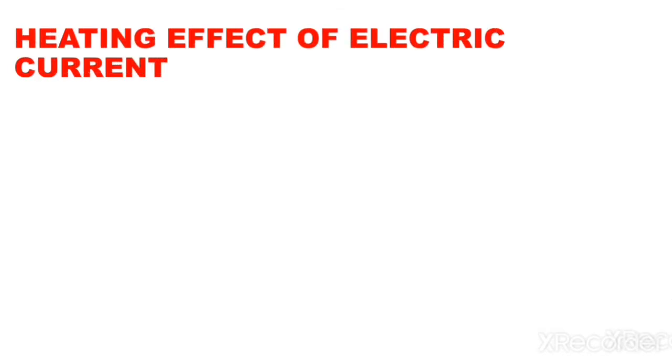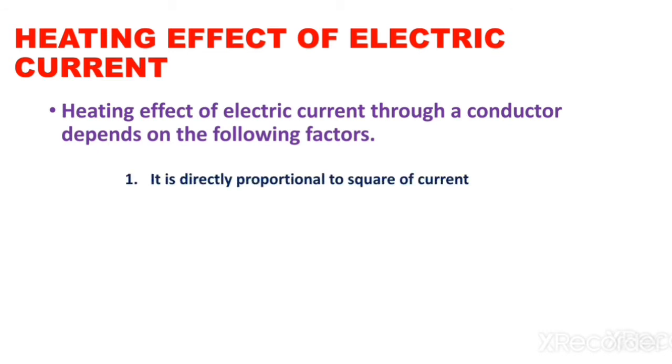The next concept is heating effect of electric current. Take an example. When a current is made to pass through a wire, you will have seen that the wire gets heated. So on what factors does this heating effect in a wire depend? The first factor is that it is directly proportional to the square of current.